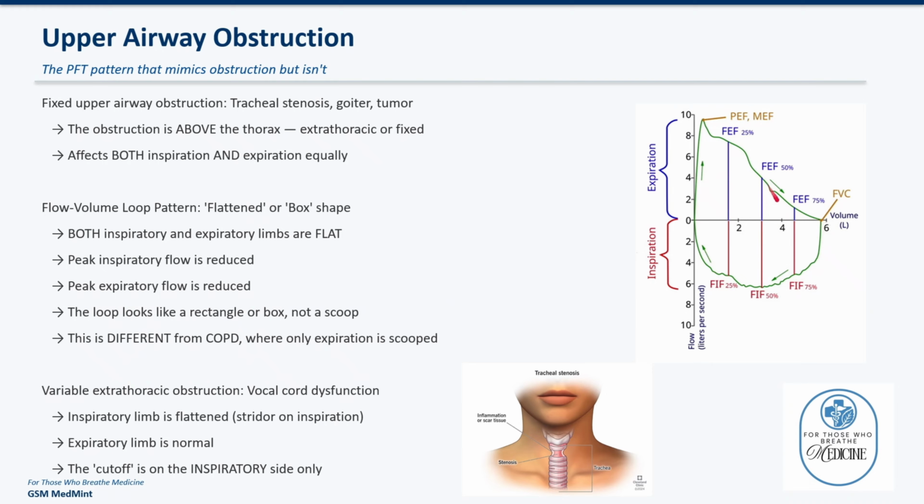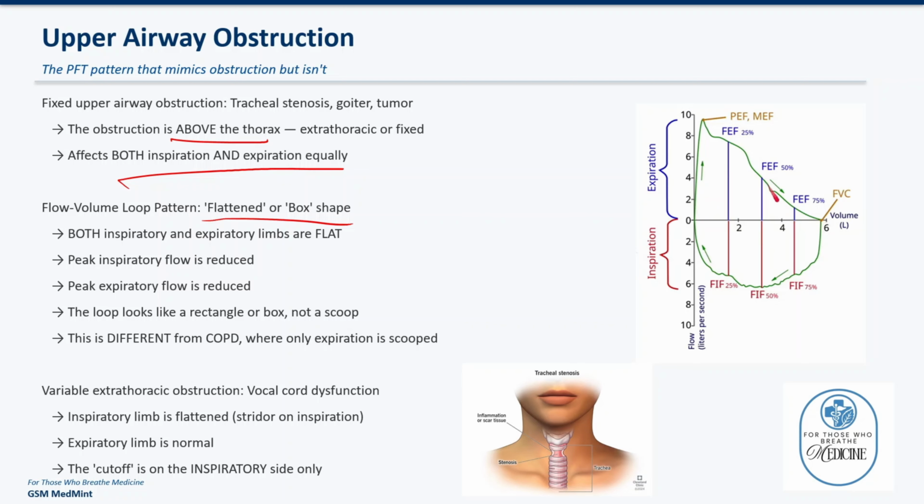So upper airway obstruction: the PFT pattern that mimics lower airway obstruction is completely different. In fixed upper airway obstruction, such as tracheal stenosis, goiter compressing the trachea, or mediastinal tumor, the obstruction is above the thorax. So it affects both inspiration and expiration equally. The flow volume loop shows a flattened or box shape in this case, and both inspiratory and expiratory limbs are affected. The peak inspiratory flow is reduced, the peak expiratory flow is reduced, and the loop looks like a rectangle or a box. This is completely different from COPD, where the expiratory limb is scooped.